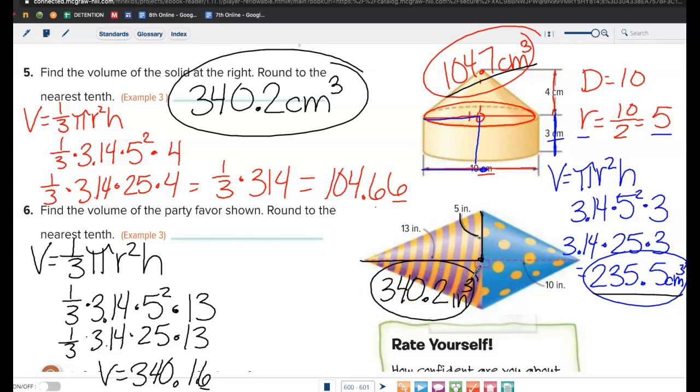I still need to figure out the blue one though, so I'm going to use pink for that. My formula stays the same. I have 1/3 times 3.14 times. My radius is the same, it's 5 squared. The height though is going to be times 10. I do PEMDAS, so 5 squared is 25. And I still multiply it by everything else.